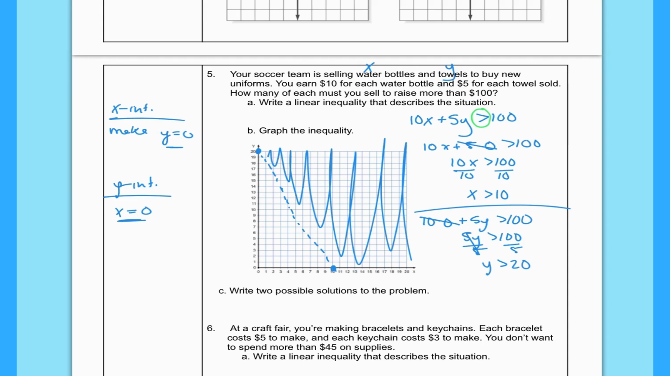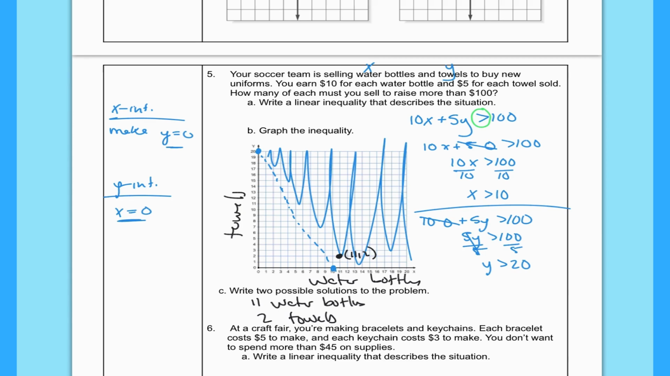Part C says write 2 possible solutions. So I can just pick anything here. If I pick this point, if x is 11, y is 2. So that's the point (11, 2). One possible solution would be 11 water bottles, because x was water bottles, and 2 towels. Also, we could probably label this. This is water bottles, and y was towels.